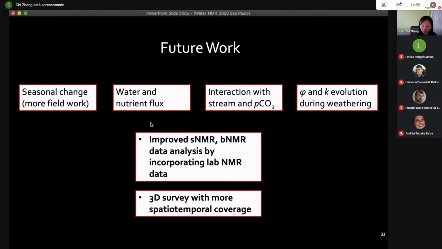And in terms of NMR, I really hope my work in the future can be focused on improved surface NMR and borehole NMR data analysis by incorporating some of the lab NMR data. So essentially to link the NMR from the different scales, and also in the future, if we have the opportunity, to do some 3D NMR experiments in the field.